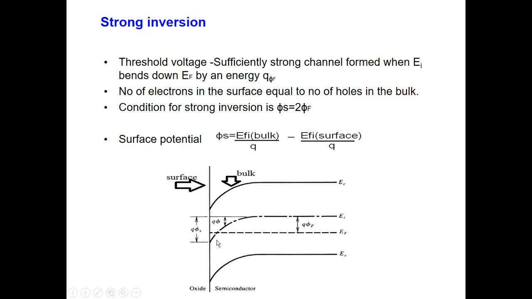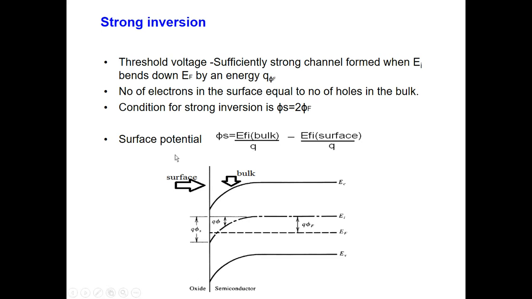That is Q phi s, that is called surface potential. So we can say that the surface potential is the potential difference across the depletion layer and is defined as the difference between the Fermi potential in the bulk semiconductor and the Fermi potential at the surface, that is at the Si-SiO2 interface. This surface potential is defined as the E_F at the bulk minus the Fermi potential at the surface. So that is a surface potential.